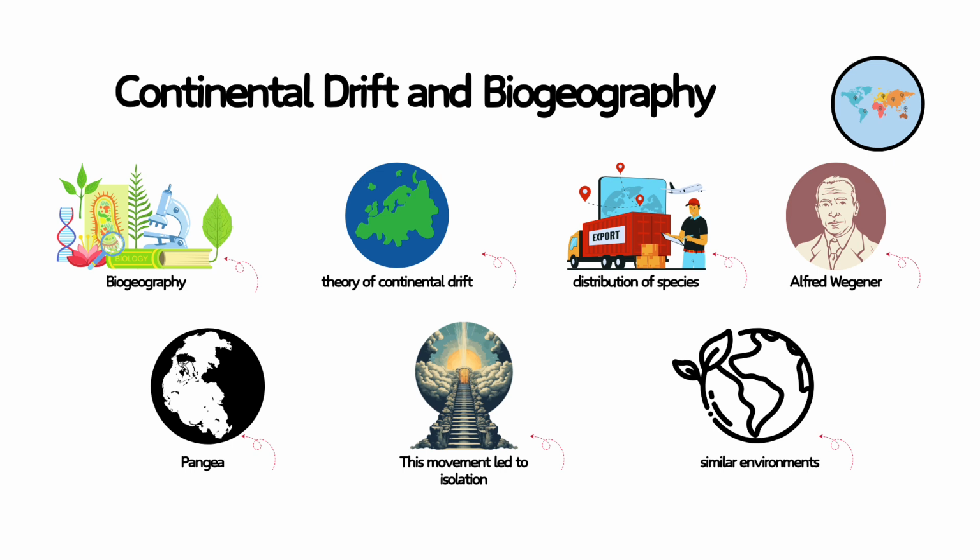The theory of continental drift has significantly impacted biogeography by explaining the historical and geographical reasons behind the distribution of species. Proposed by Alfred Wegener in the early 20th century, continental drift suggests that continents were once joined in a single landmass called Pangaea, which later split and drifted apart. This movement led to isolation and different evolutionary paths for species on different continents, explaining why similar environments on different continents can be home to biologically diverse species.